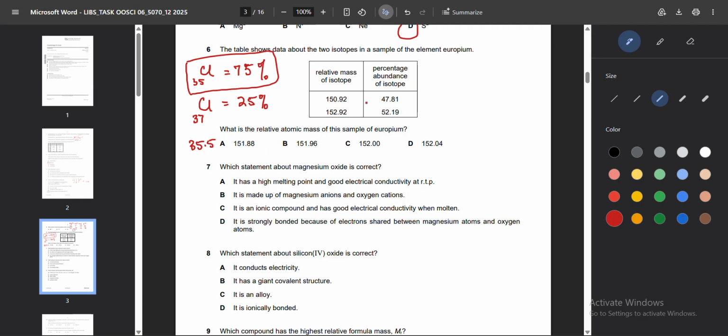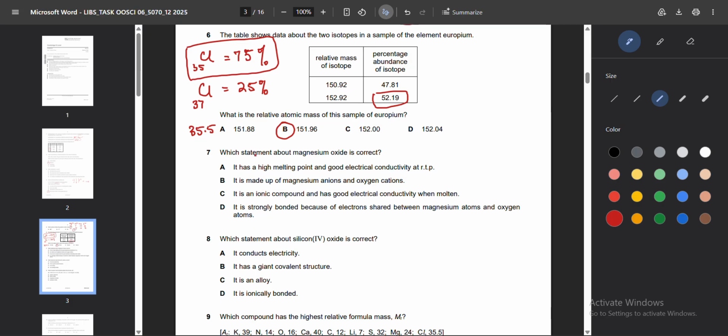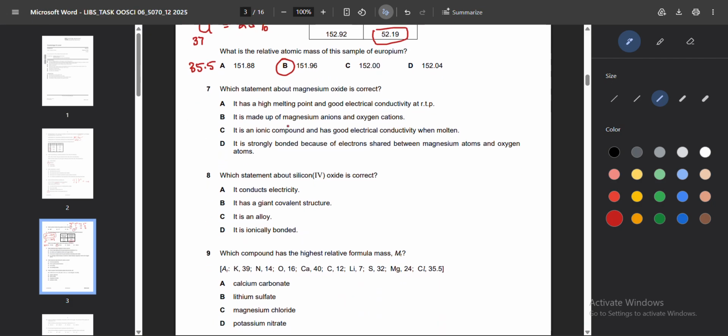So it means that out of these two isotopes, which one is present in more abundance? It is this one. So according to that, our option B is the closest one. Option B will be the correct answer. Now question number 7.